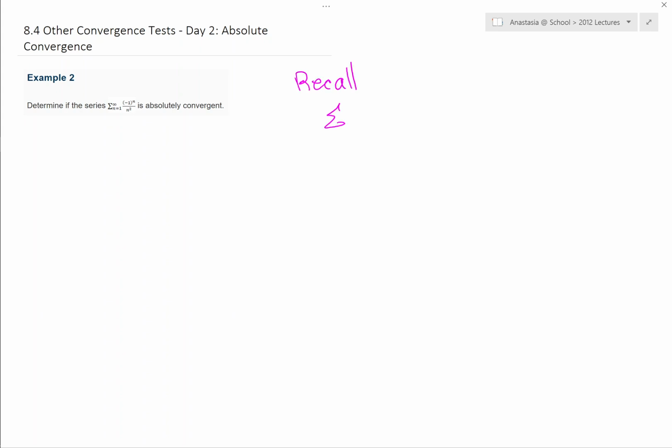said that a series, a_k, converges absolutely if the series of absolute values, so we look at the absolute value of every single one of our terms, if that series converges.